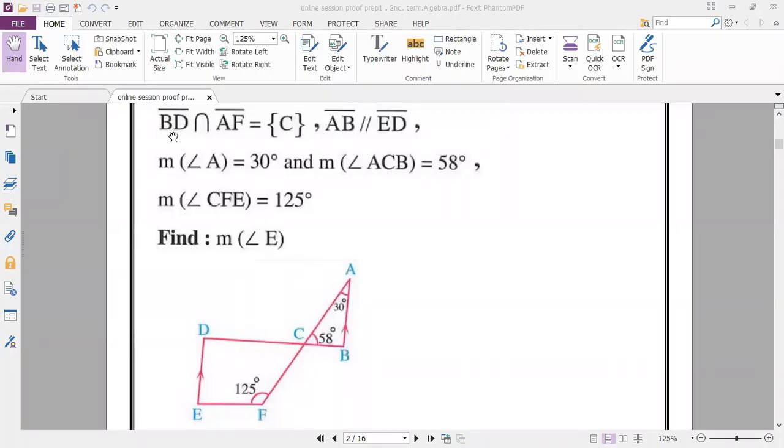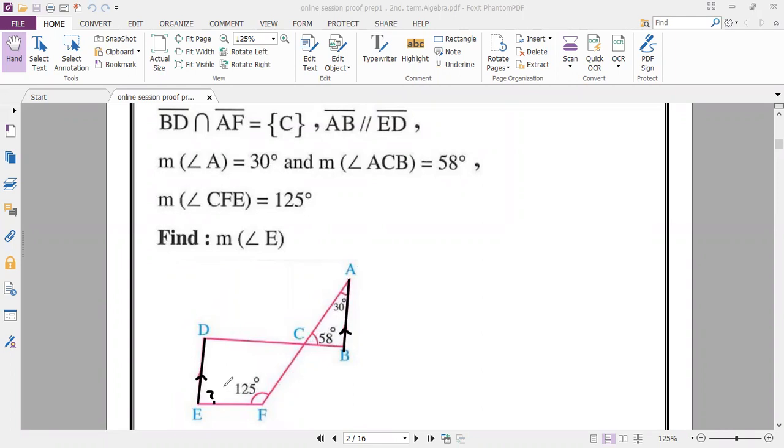Here, in this example, BD intersection AF equals C, and AB is parallel to DE. While reading, we need to take our notes. The measure of angle A is 30, as you see written here, and the measure of angle ACB is 58. And the measure of angle CFE equals 125 degrees. Find the measure of angle A.